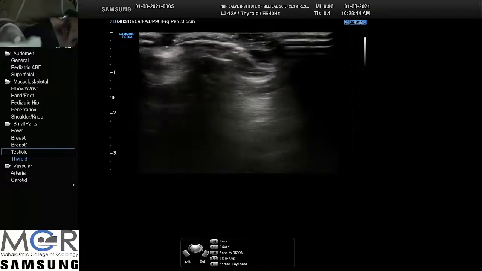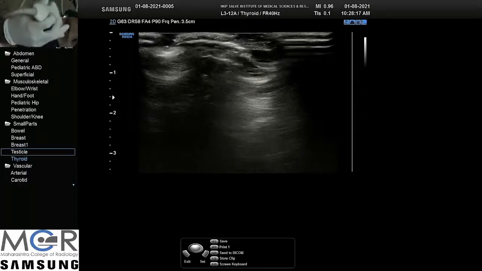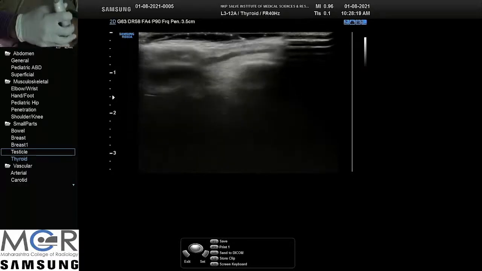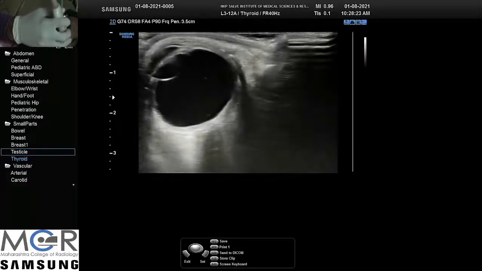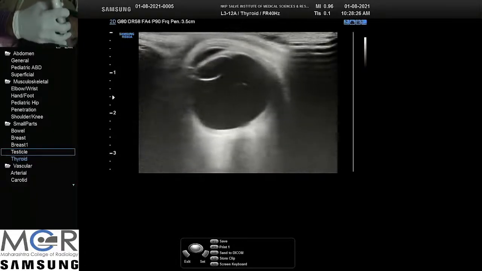Which eye was injured? He is saying right. Okay, so there is trauma to the left eye as well.